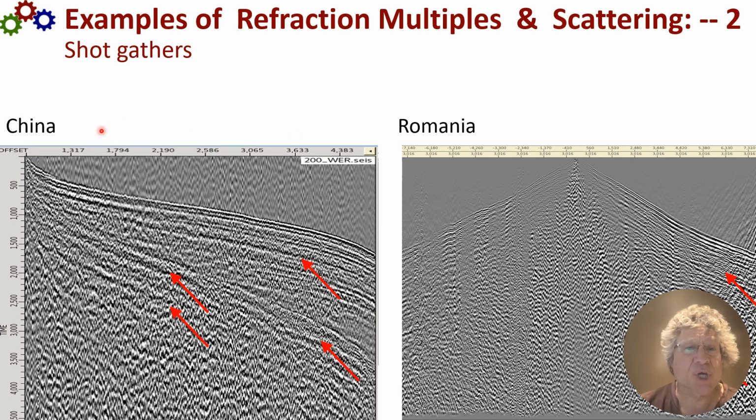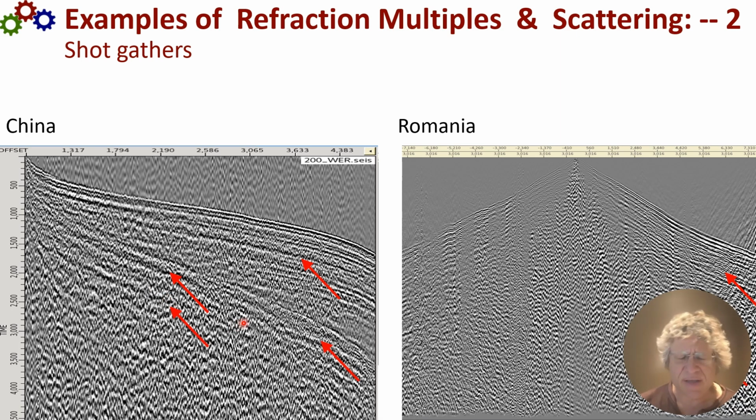Here's an example from China. Again, you can see all the energy down here. It's lasting for more than a second after the first break arrival, and there's a lot of incoherency in these later arrivals. Here you have the shear refraction multiples. They're often stronger than the P refraction multiples, and they often have a lot of incoherency.